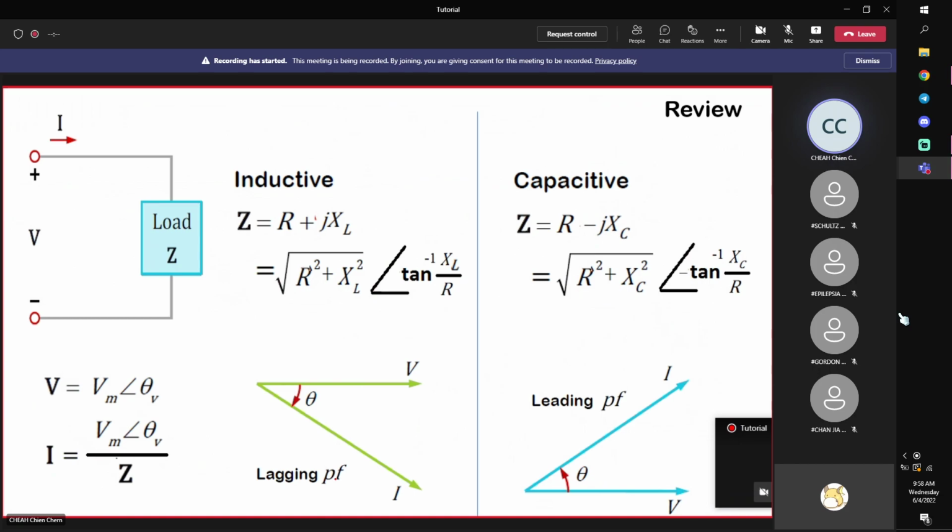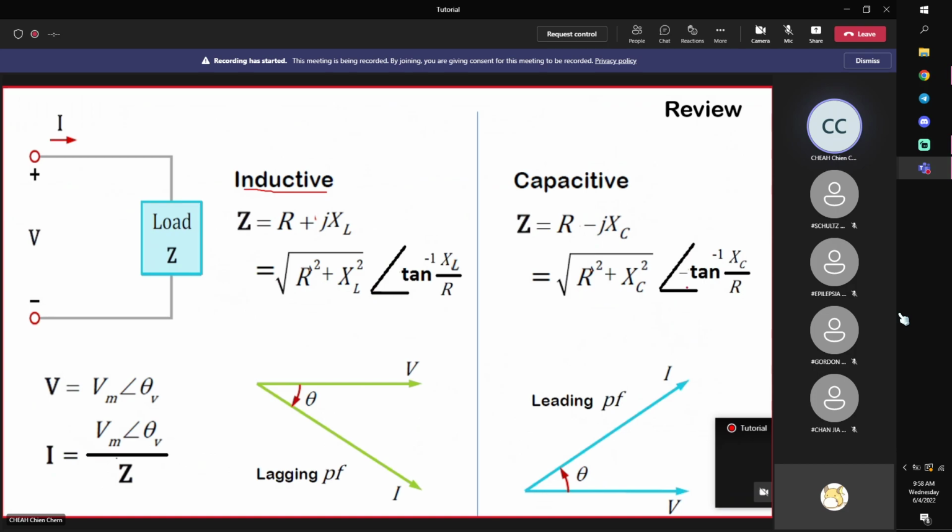Therefore, your current will still be lagging behind your voltage. It's just that the angle is not 90 degrees, right? For a pure inductor, the angle is 90 degrees. For an inductive load, your current will be lagging your voltage by an angle, which is not 90 degrees, but it is still lagging behind your voltage. So this is called an inductive load.